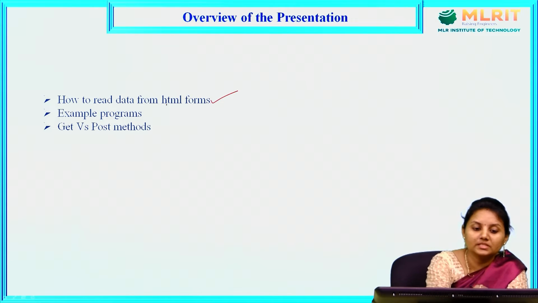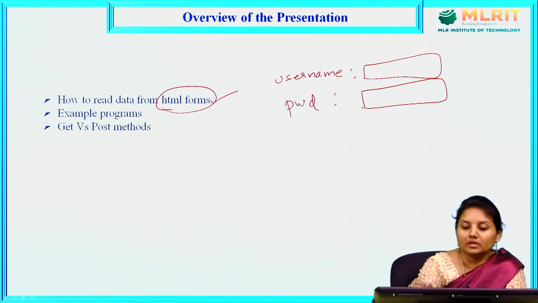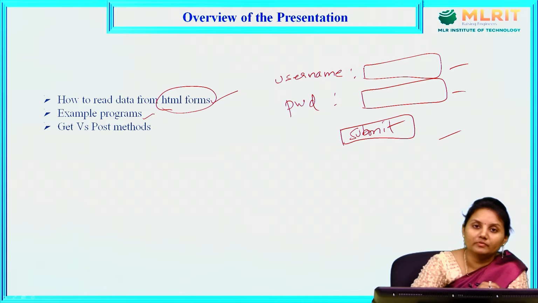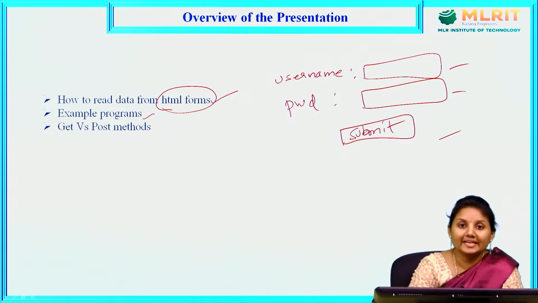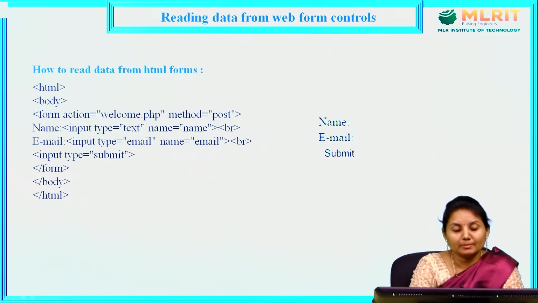So what is this HTML form we have discussed in the first unit? You have a username and password, and one submit button. So this one we are calling as a form. We will see it with example programs, and get versus post methods. What are the uses of these get and post methods, I will also tell you. This is the overview of how to read the data from HTML forms.